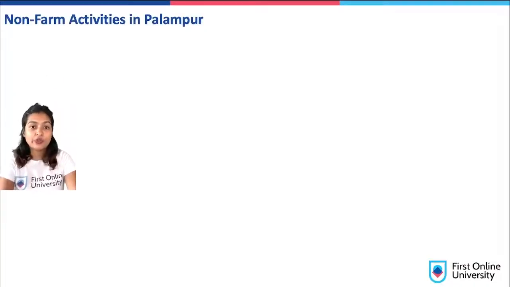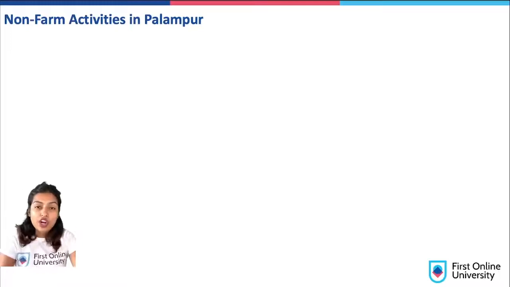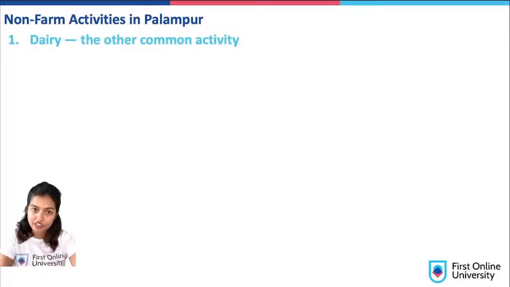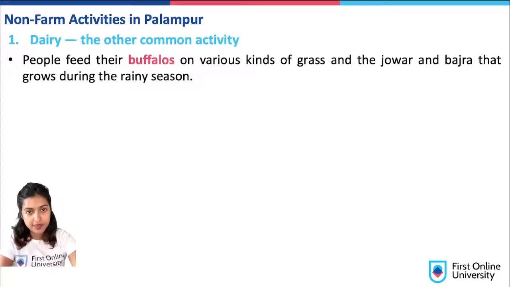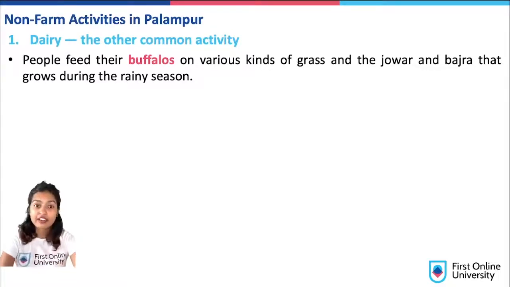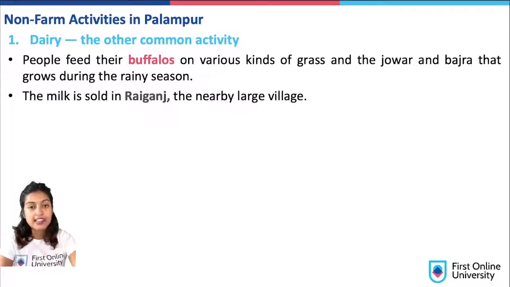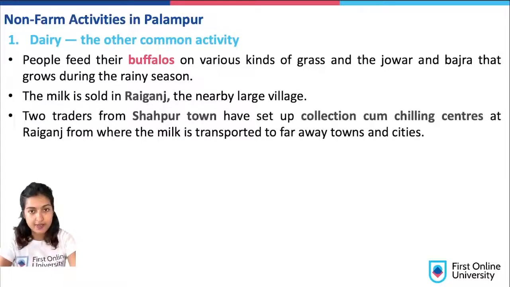So now let's get on to the different kinds of non-farm activities in this particular village called Palampur. So what are the activities that do not involve any kind of farming? First is dairy. Dairy is the second most common activity you have in this village. What exactly is dairy? Milk and milk products. So like I mentioned earlier, you have buffaloes and cows. These are fed with the jowar and bajra, that are the rain fed crops that are grown. And ultimately milk is produced, and milk goes from village to village as production increases.